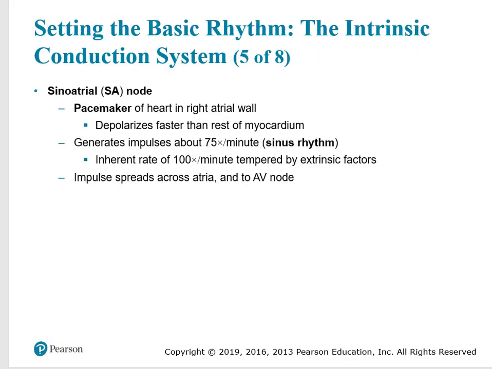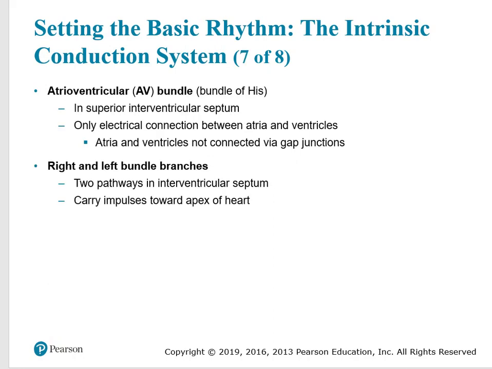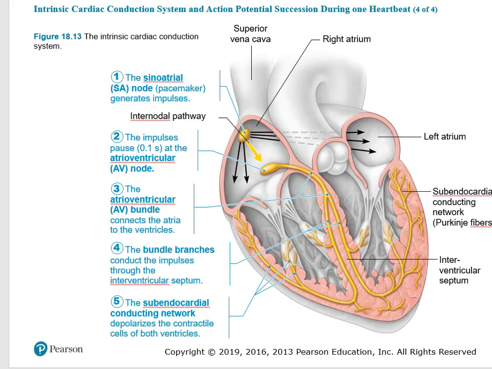Okay. Now, when you look at the intrinsic conduction system that happens in your heart, you'll notice that there are specific areas found in this conduction system. The main area that generates that 70 beats per minute heart rate that we normally have is the SA node, or sinoatrial node.